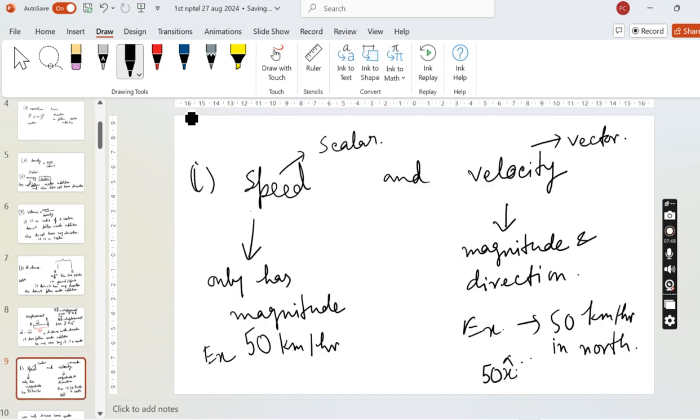In the same way, speed is a scalar and velocity is a vector. Speed doesn't have any direction and doesn't follow vector addition, but velocity has a direction and follows vector addition, like 50 km/h in the north. Later we can see that this is north, this is south, so this is y negative, and this is x in this direction.